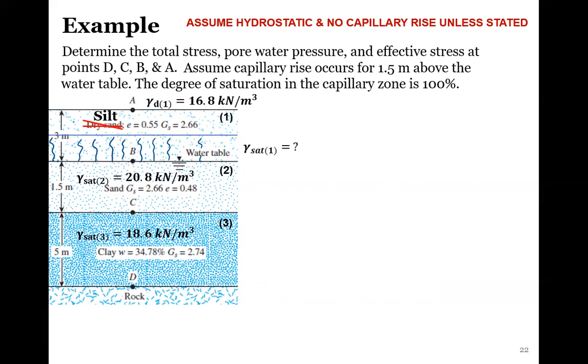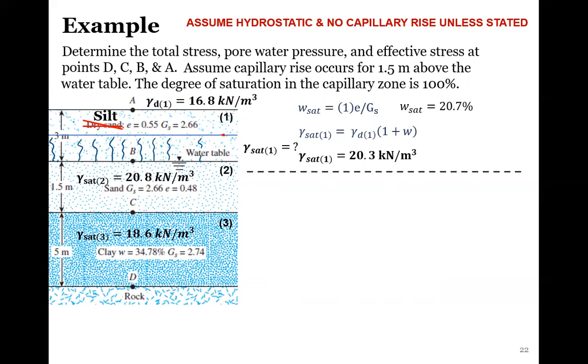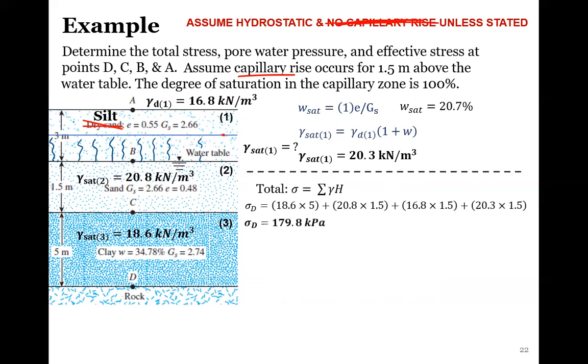So this means we would actually need to find our saturated density in this layer. To do that, we would go through and find our gamma saturated, and then we can find this to be about 20.3 kilonewtons per cubic meter. Now, as soon as we get above this point, we're back to dry sand. So everything else is the same. Since it's stated that we have capillary rise, then we would assume that there is capillary rise. So for total stress, everything at the bottom is the same, except we have a different density.